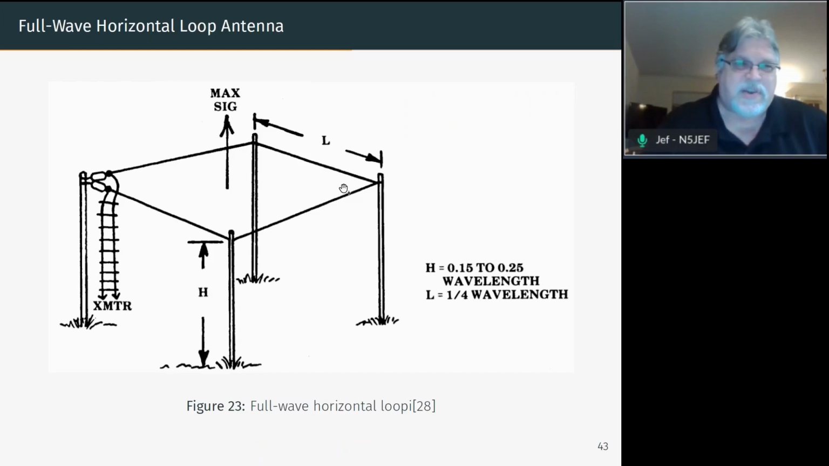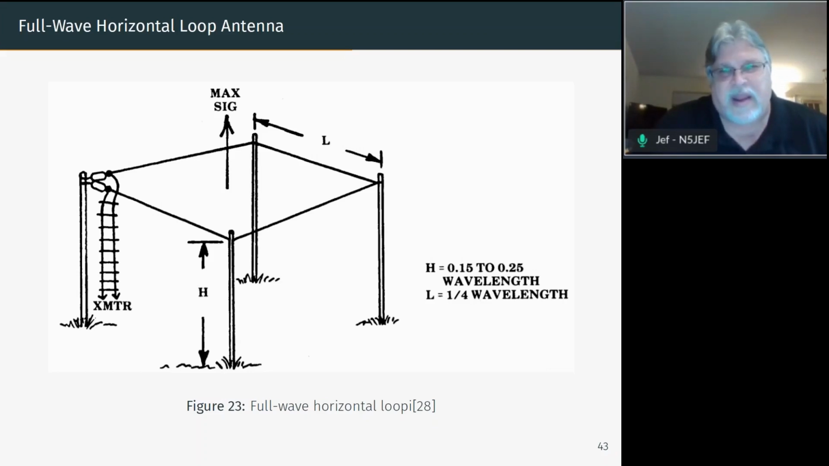This is an antenna very similar to the one I have at my house here, which works really well. It's a full wave horizontal loop. And this one's square. Mine actually has 5 sides, which doesn't matter. Actually, this is a little better because it's closer to a circle. But the idea here is that the circumference of this loop is 1 wavelength at your lowest operating frequency.